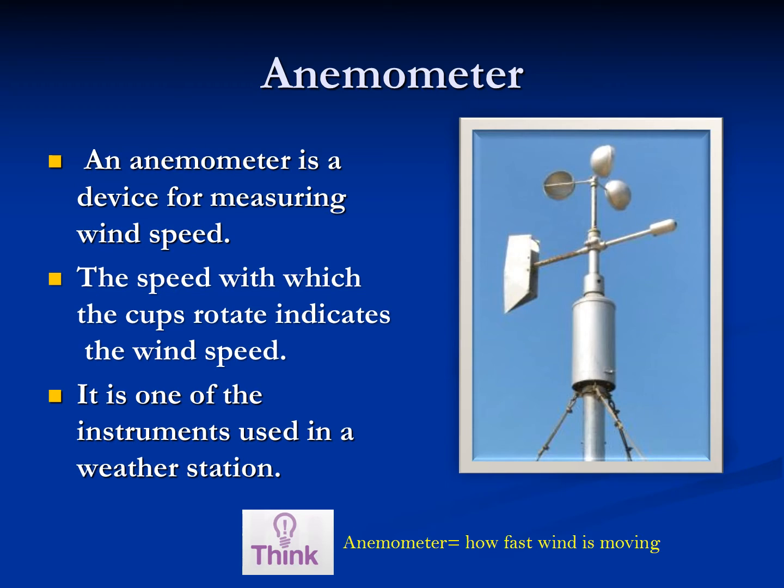An anemometer is a device for measuring wind speed. The speed with which the cups rotate indicates the wind speed. It is one of the instruments used in a weather station. Think anemometer equals how fast wind is moving.